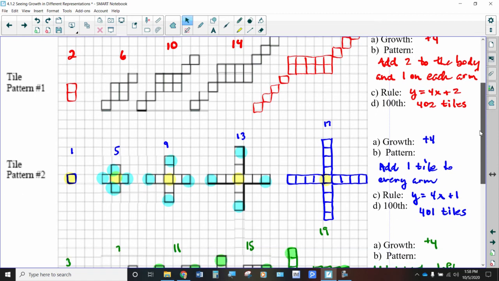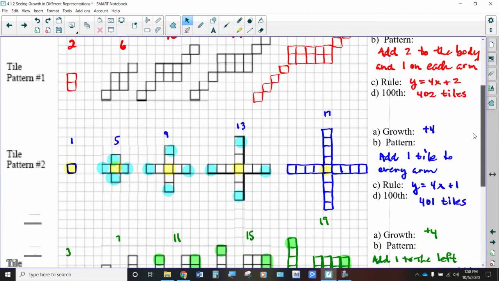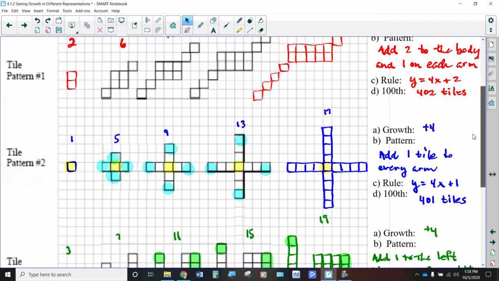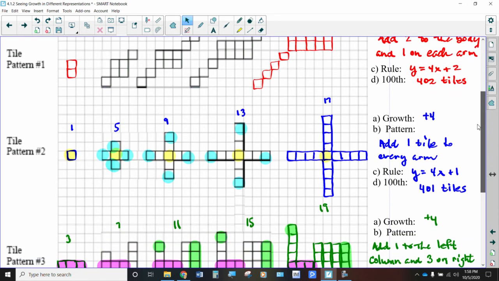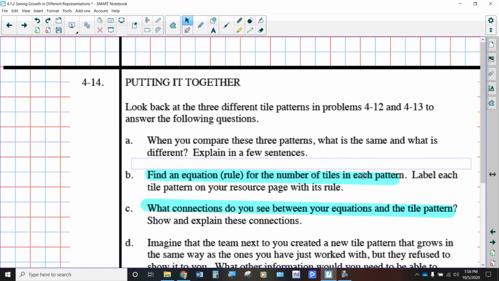Notice that the figure number for figure 0 appears to be different for each one of them, right? This one started off with 2, this started off with 1, this one started off with 3, but the growth rates are the same for all of them. Every single one of them grows by 4. So that's what I would say to describe the patterns. All 3 patterns have the same growth rate, but the different number of tiles for figure 0 gives it a slightly different rule. So the rules, we've already found those.